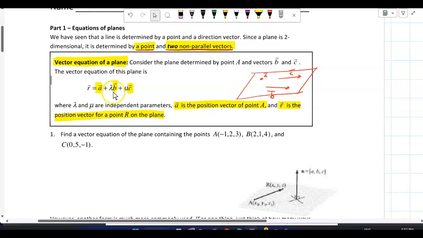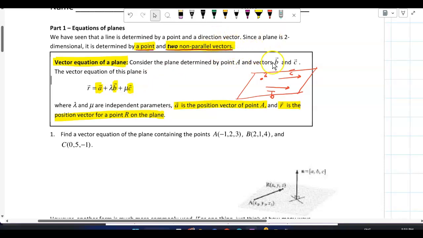If you open your formula booklet, they have written the vector equation of a plane. That's the form. What is A? A is the position vector of any point on the plane. What is B? B is one direction vector. What is C? C is another direction vector on the same plane.